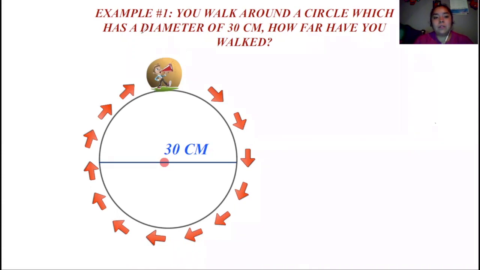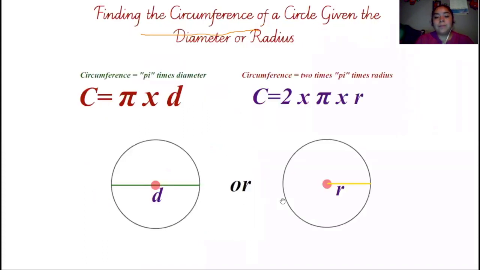30 centimeters is our diameter. So which formula can we use? Let's go back to our two formulas. We have C is equal to pi times d, and C is equal to 2 times pi times r. They're giving us the diameter, so we're going to use C is equal to pi times d.